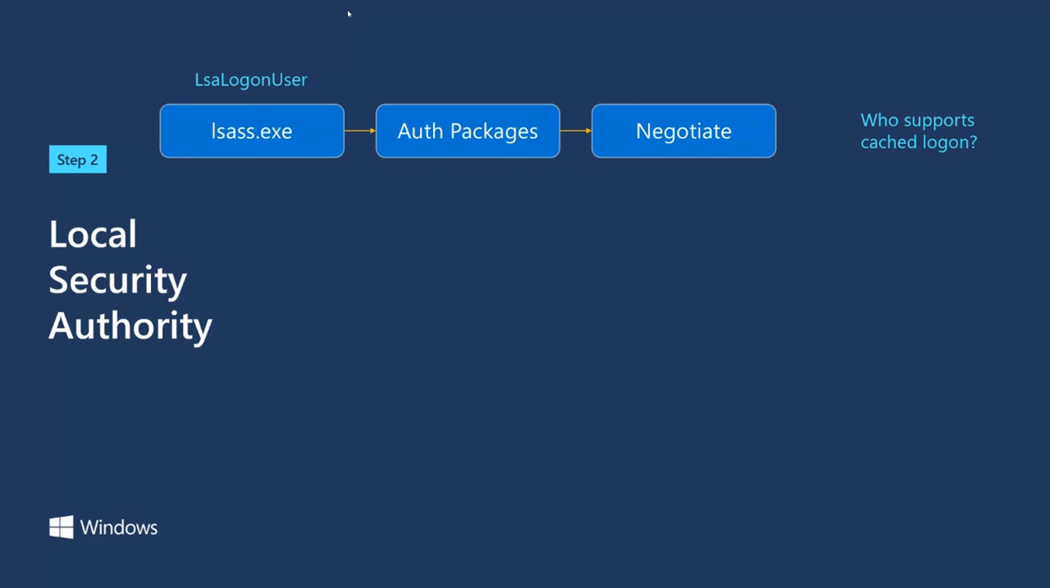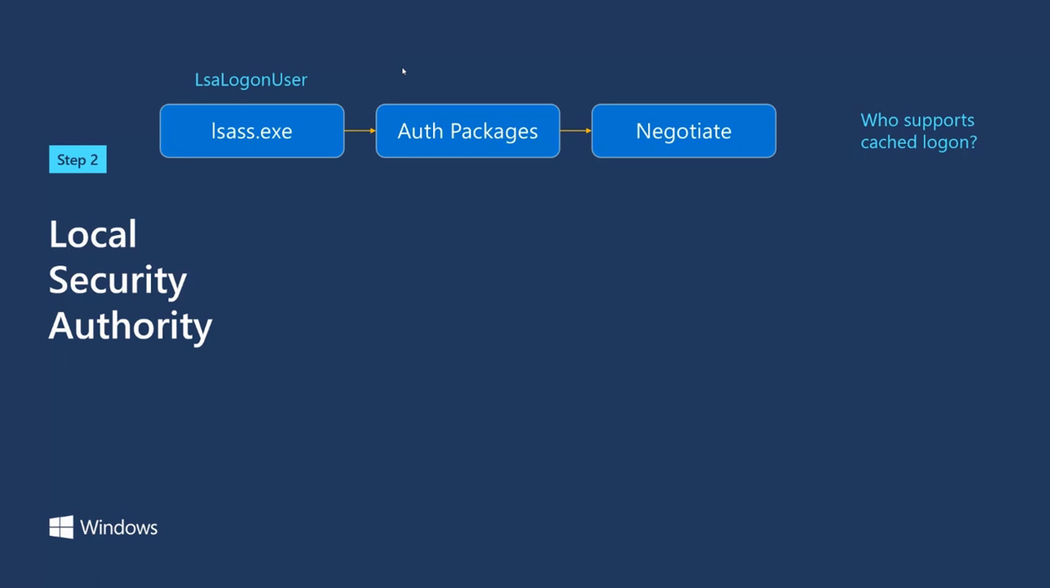And then from there, Negotiate kicks in. And what you're doing in Negotiate is you're calling a specific function. It's the LsaLogonUser function. And under the covers, there's a whole bunch of routing that goes on. But at a conceptually high level, we're saying, we want to log this user on to the machine. We're giving you a credential. Go do that.